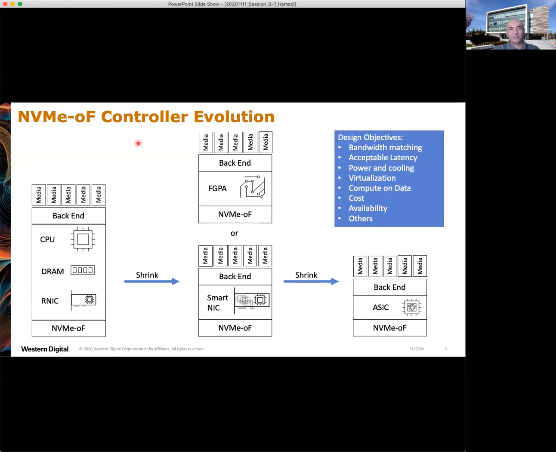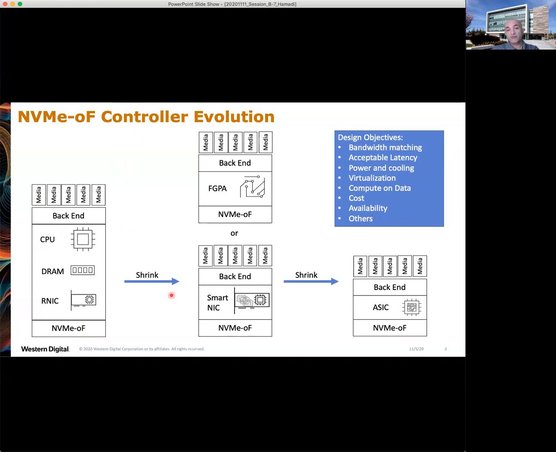All right, let's move our attention to the evolution of the NVMe over fabrics controller. Starting from the left side of the slide, going back to the early days of NVMe over fabrics, some of the demos at the time used standard off-the-shelf servers with CPU, DRAM, RNICs. The first demos of NVMe over fabrics were NVMe over RoCE. This made a lot of sense at the time. It's good for proof of concepts. It's good for when you didn't have much of a standard and things were pretty fluid at the time.